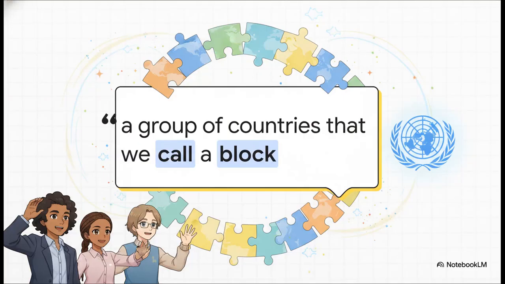And your main goal during all this chaos is to form what everyone calls a bloc. A bloc is just a fancy term for your team. It's a group of countries, your allies, who all agree to work together to come up with one single shared solution. This is your crew.